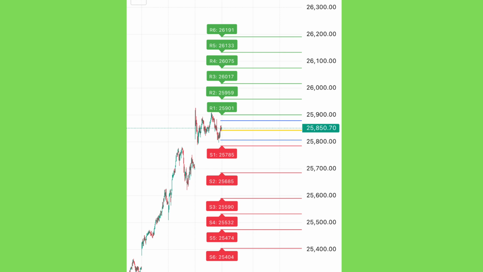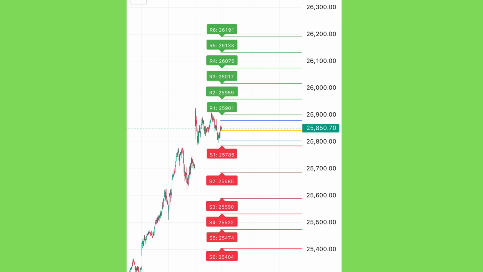A strong move above 26,000 on Muhurat day would be a massive bullish sign for Samvat 2082. For the most aggressive traders, keep an eye on R4 at 26,075. Remember to keep a strict stop loss around the previous swing low if you enter a long position.